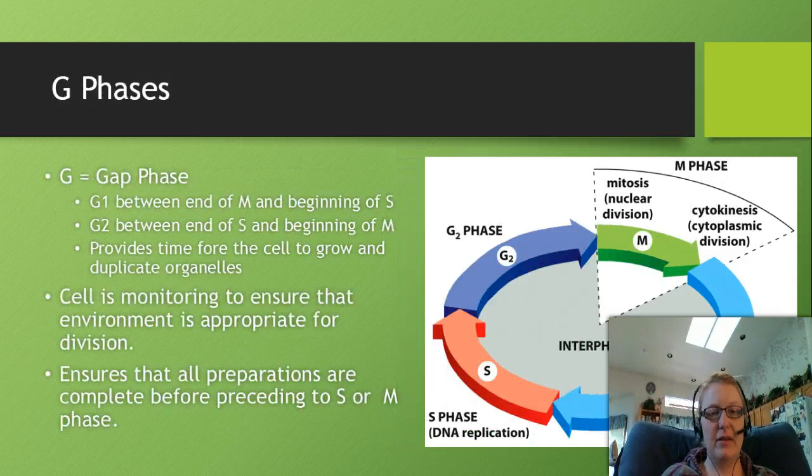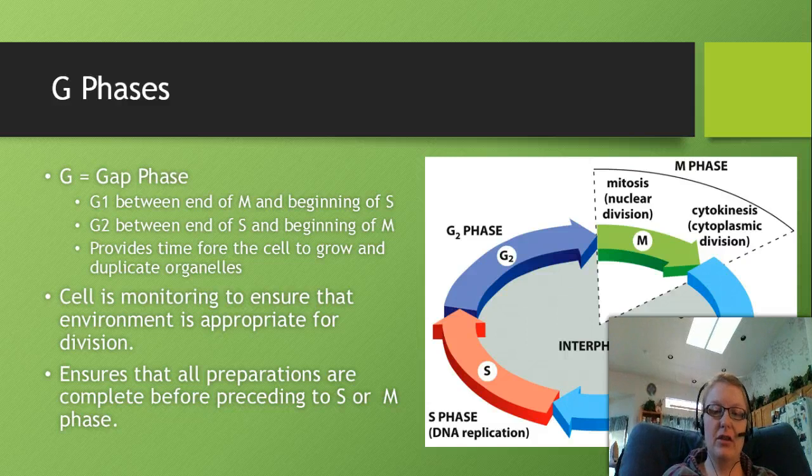So the G phases, I just grouped them together because they're very similar. G stands for gap phase, and G1 occurs between the end of M phase and the beginning of S phase, and G2 is on the other side of the circle. It's between the S phase and the M phase. And what these phases do is they're really responsible for allowing time for the cell to duplicate a lot of its main components besides DNA. Not DNA. DNA is only in the S phase.